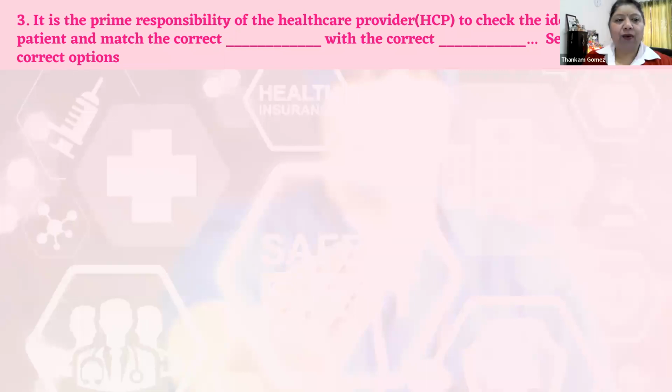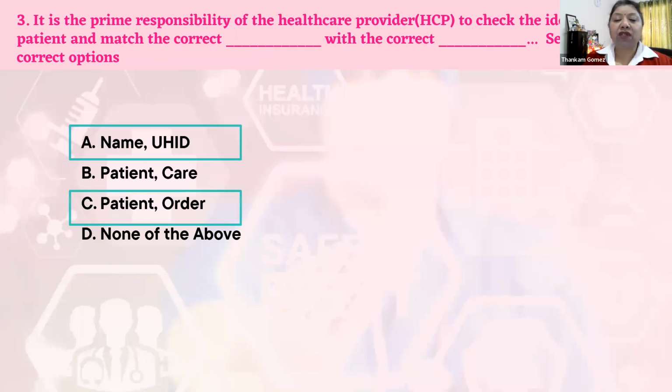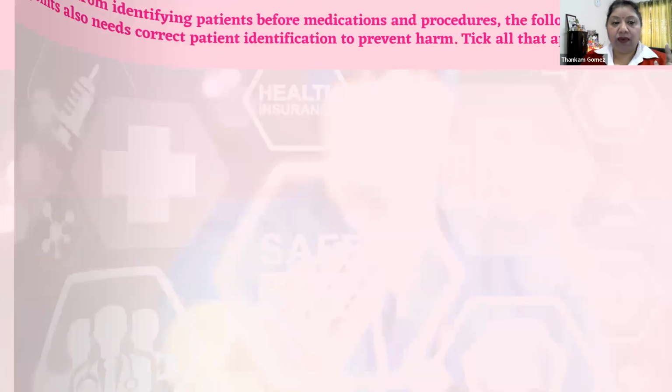Okay, I hope you got the answer. Name, UHID, patient, care, patient and order, none of the above. So which is going to match? Check the identity of the patient, match the correct name, UHID with the correct patient and order. So I think these are the two things that you need to match: the name and UHID of the patient, of the file with that of the patient, and the order, whatever order that you are going to carry. When you go to take a sample also, you are going to make sure that you are matching the UHID and the name of the patient.